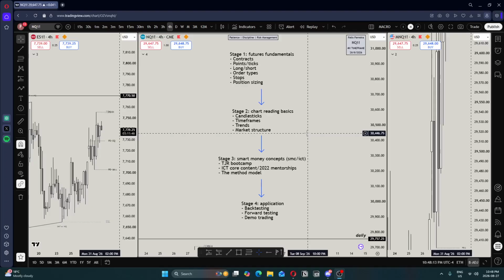Process over profits any day of the week. That's all that matters. Focus on getting 1% better each day, and your progress will snowball over time. That is how trading works. Moving on to stage 3. After you have these basic fundamentals down and it's all common sense to you, you want to learn smart money concepts. Some people call it smart money concepts, some call it ICT.